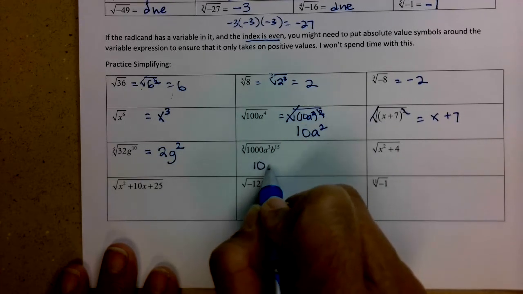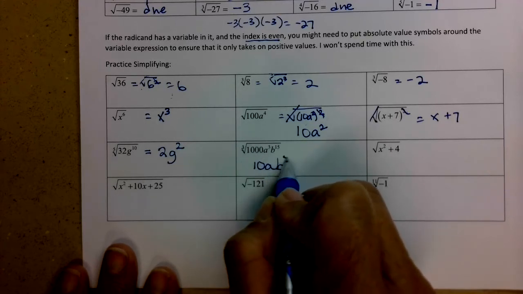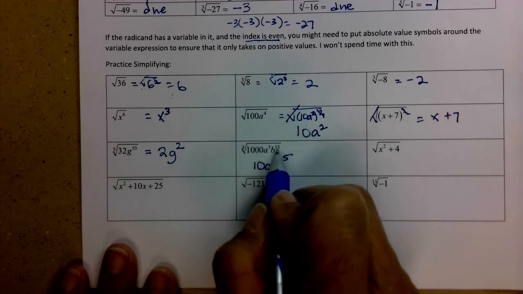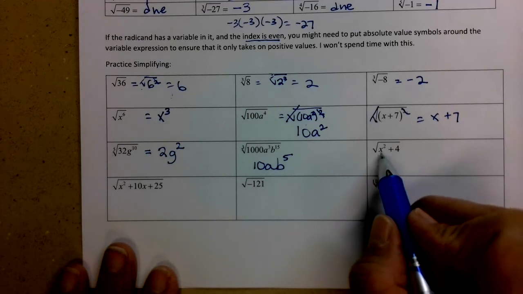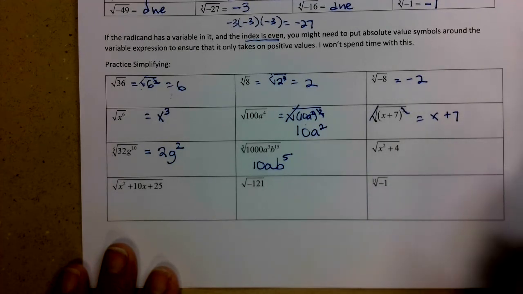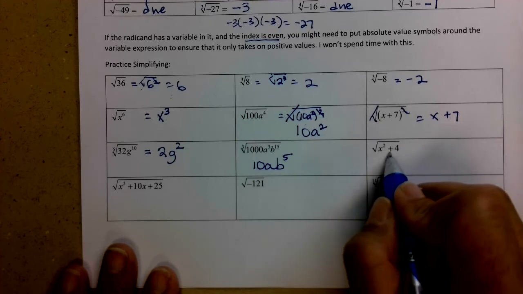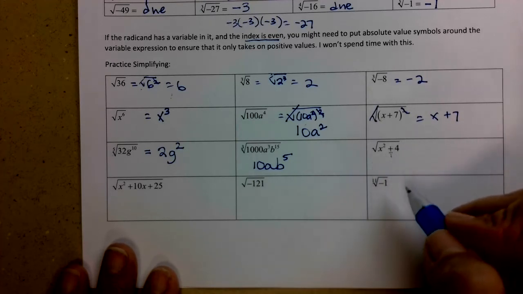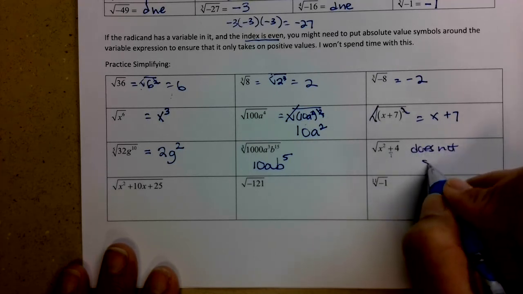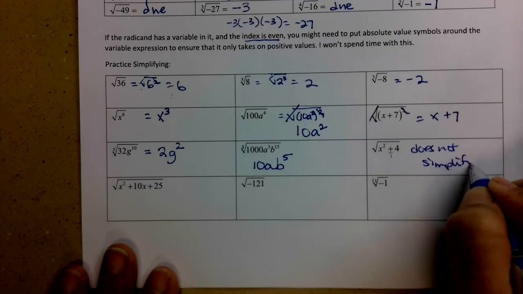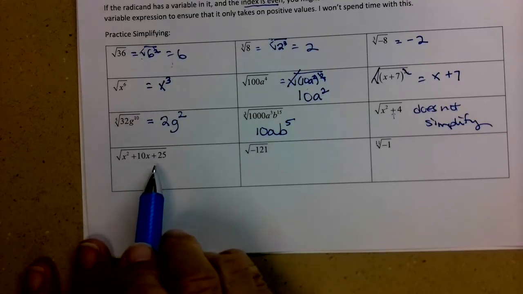Okay. So cubed root of 1,000 is 10. Cubed root of a cubed is a. Cubed root of b to the 15th, b to the 5th, right? That index is just dividing into those exponents. Oh, here's one of the tricky ones. So square root of x squared plus 4, it's super tempting, right? Because x squared is a square, 4 is a square, but that plus right there says, oh, but wait, these are both terms, not factors, so this does not simplify.